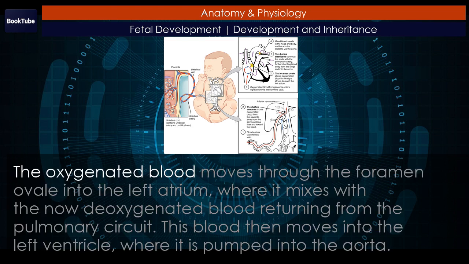The oxygenated blood moves through the foramen ovale into the left atrium, where it mixes with the now deoxygenated blood returning from the pulmonary circuit.